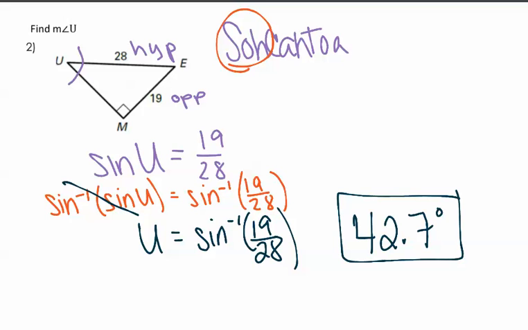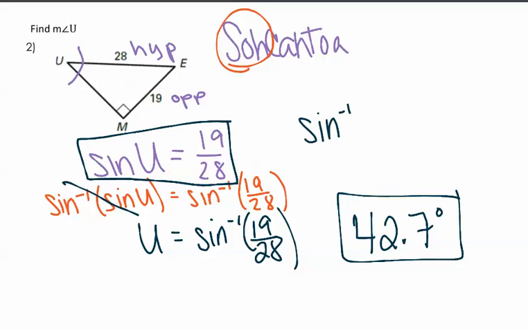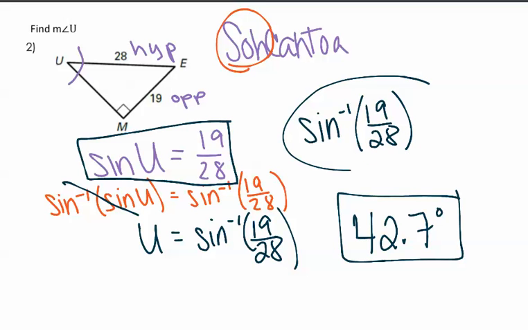Now I will say some of you are just going to jump from this step right here, sine U equals 19 over 28, to the inverse sine of 19 over 28. Some of you are even going to jump straight from the problem to this. When we're thinking about tests and quizzes and what I want to see in order to get full credit, I'm going to want to see this and your final answer.